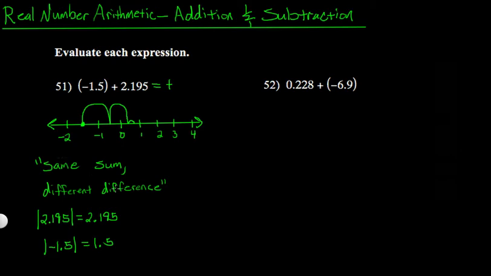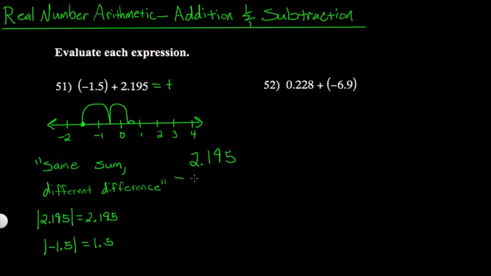But since the signs are different, we ultimately end up taking the difference between the absolute values of the numbers. So I'm going to take the difference between 2.195 and 1.5 to give me the actual number that is my answer. We know it's going to be positive, and we reinforce that with our number line. But to get the number, we're going to take the difference. So we're going to subtract. So even though this is a plus, this is an addition problem, we're going to subtract. So let's do it.